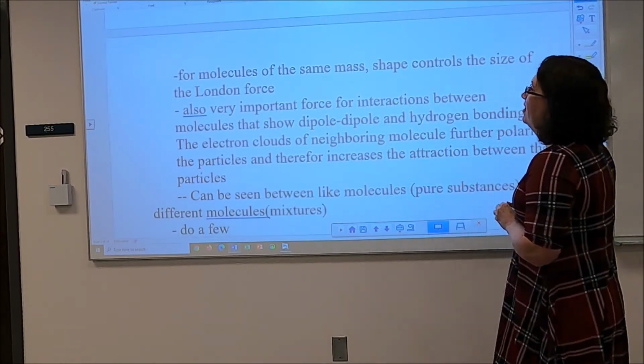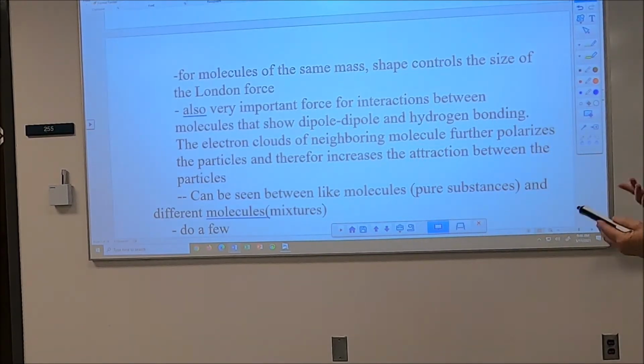Now, for molecules of the same mass, shape controls the size of the London force. Like I said, more elongated, stronger.